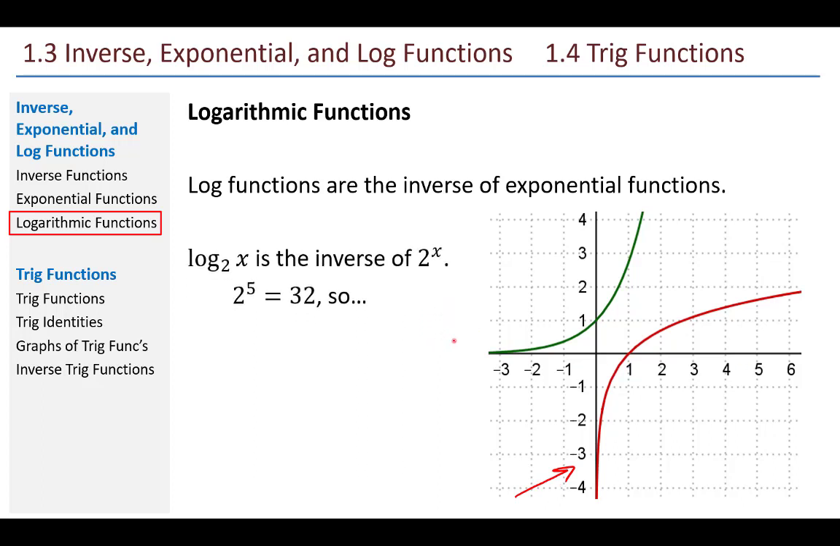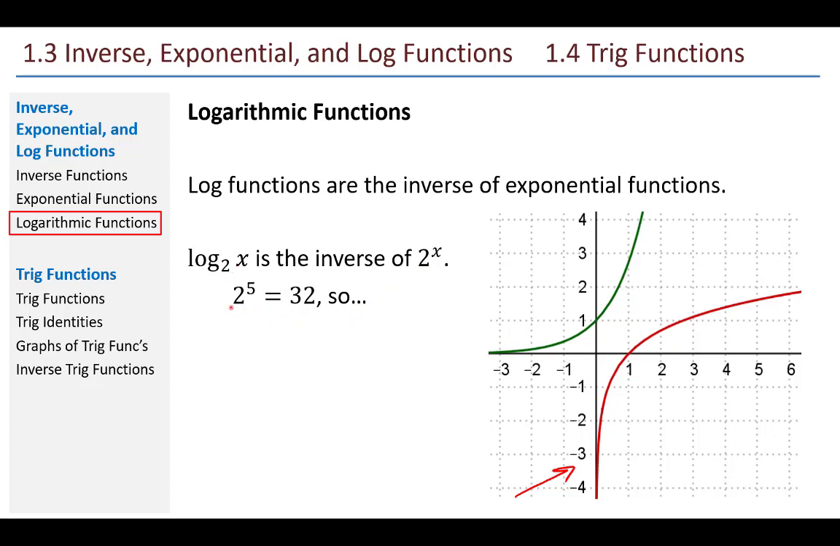Now, here's an example. Log base 2 of x is the inverse of 2 to the x. We call this the base of the exponential function. In this case, it's 2. Whatever the base of your exponential function is, that number becomes a subscript under log to show the inverse. So log base 2 of x is the inverse of 2 to the x.